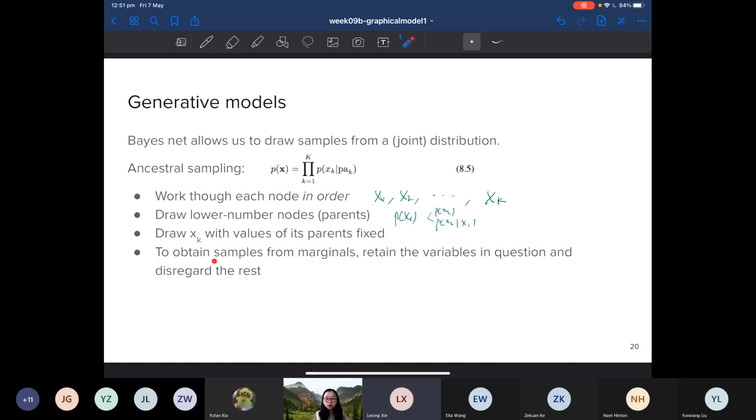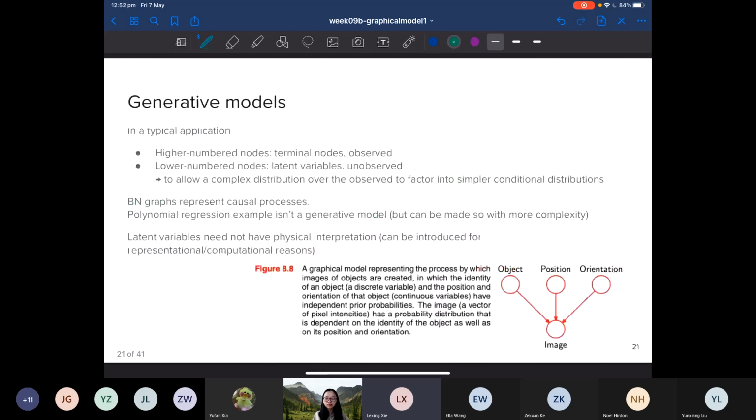And if we would like to obtain samples from arbitrary marginals, let's say P of x2 and xK, we just throw away all the other variables, retain x2 and xK, and tabulate, right? So that's simple.